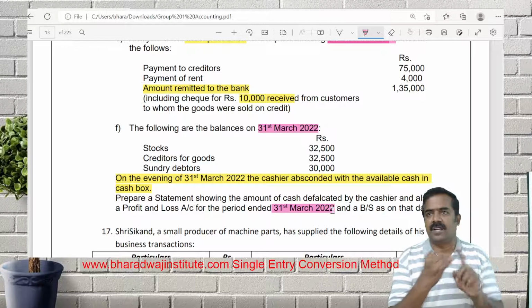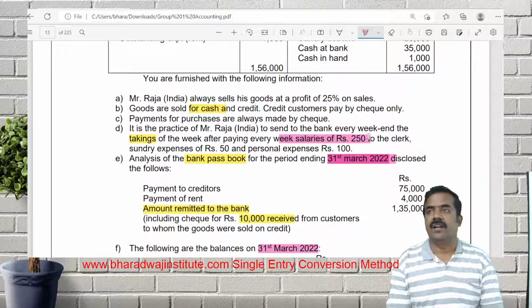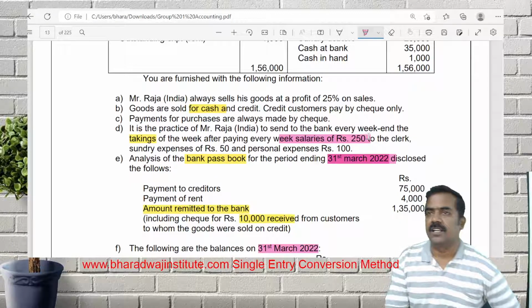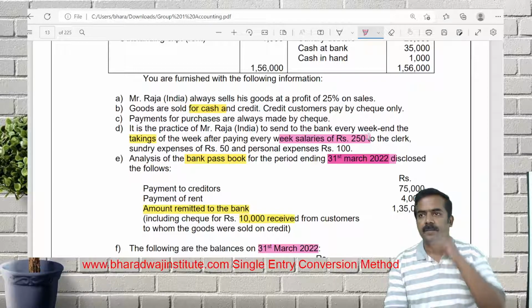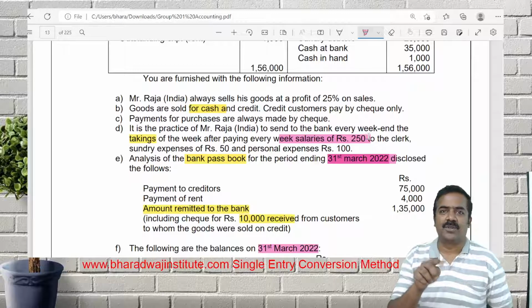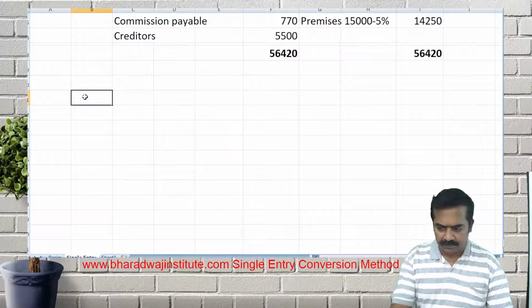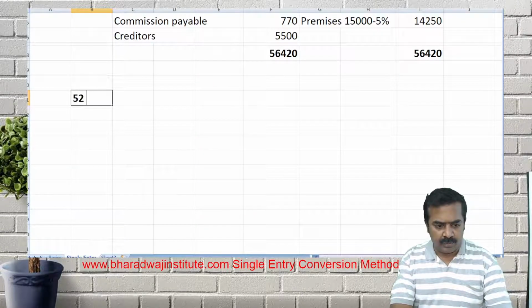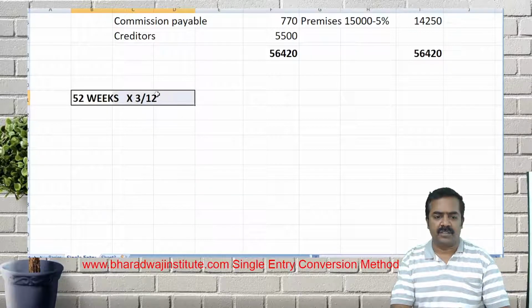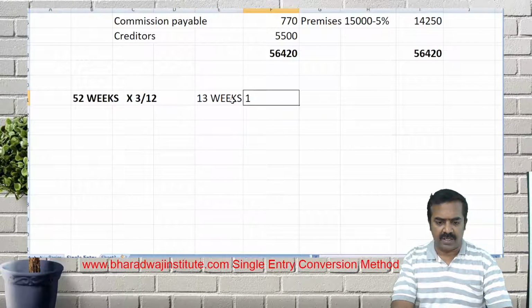3 months. January, February, March. So the weekly salary is given, isn't it? Weekly salary 250. Weekly salary, sundry expenses, personal expenses. How many weeks? 13 weeks. Don't assume a month is 4 weeks or 3 months into 4 is 12 weeks, don't do that. In a year there are 52 weeks. Proportionately for 3 months, 3 by 12, it will be 13 weeks. This is for 1st January to 31st March.